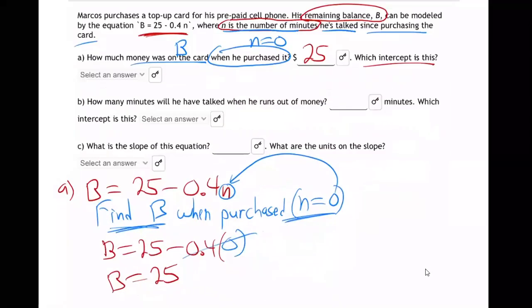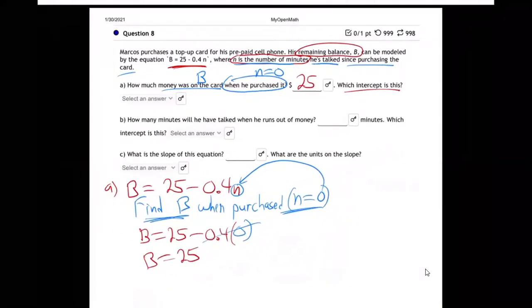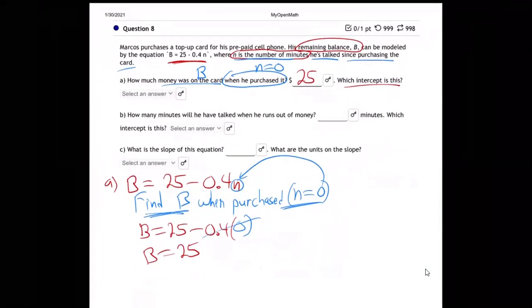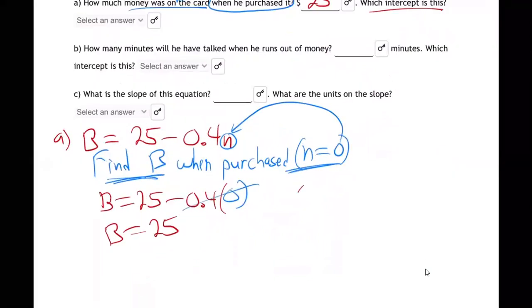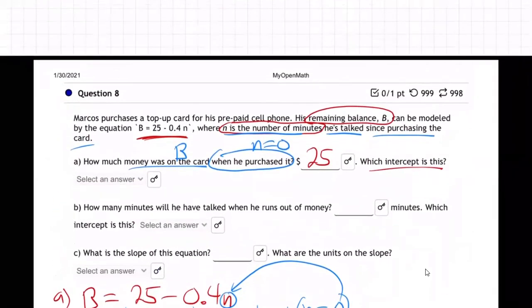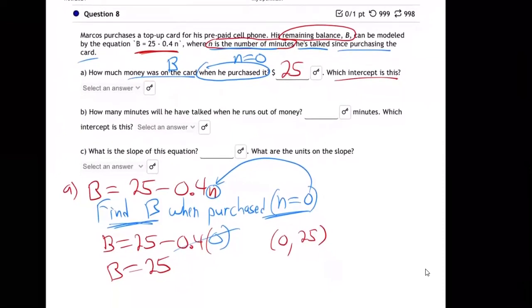Okay, all right, so here we are. So back to the problem. What are we talking about on this question? So there's the formula, 25 minus 0.4n. And we got our answer, 25, and they're asking, which intercept is this? Well, let's be clear. This is the point 0, 25.